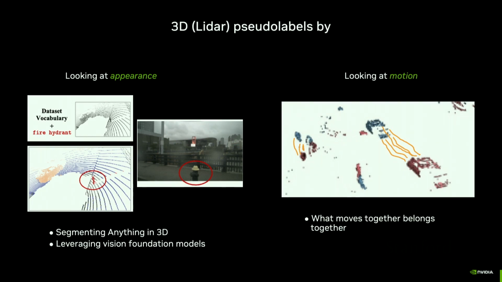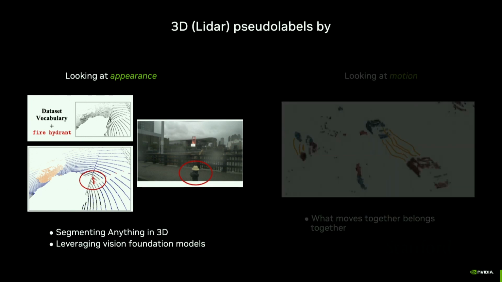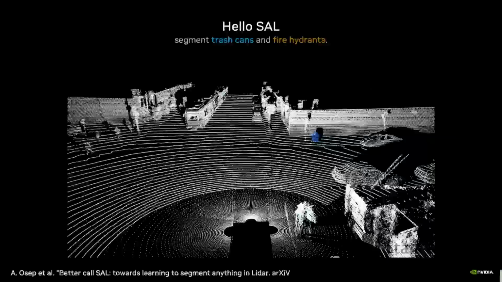When we're looking at the motion, what we're going to want to do is forget about the semantics and just say, let's try to find points that move together. And let's try to cluster objects based on motion, right? Kind of like the classic motion clustering, very similar idea, but in a learned fashion. So let's start with the first one.